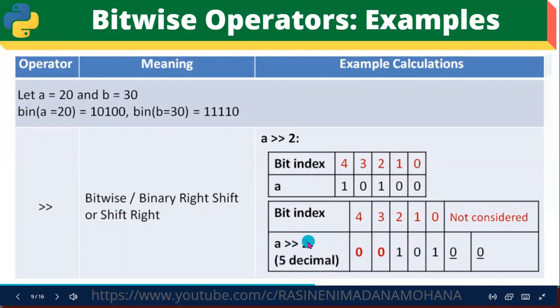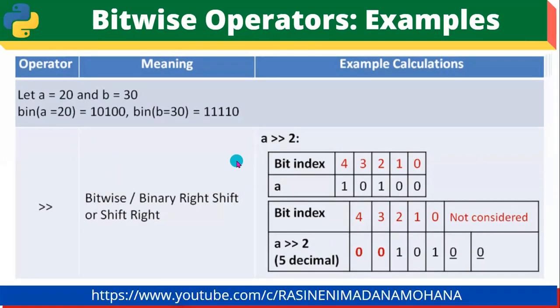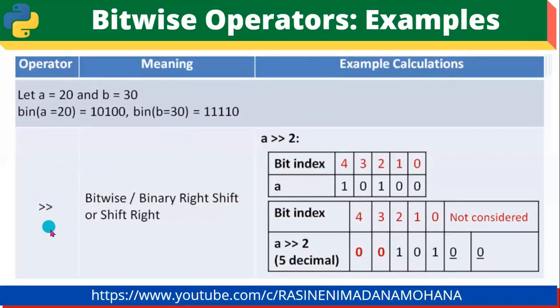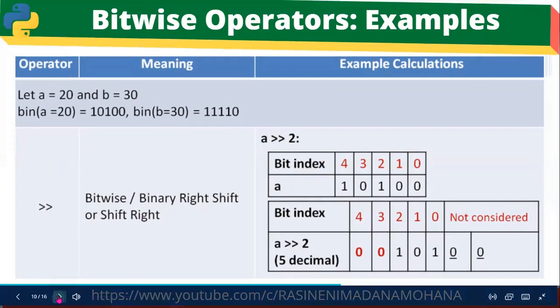Suppose 3 cells on the right side, it means the 1 is also not considered. Then your index starts with 0. This is 1, this is 2, 3. Here one more cell, the fifth one is 0. So all the left cells will be replaced with zeros. So this right shift you have to take care. Theoretically, first you can observe. So these are all the example calculations of all the bitwise operators.